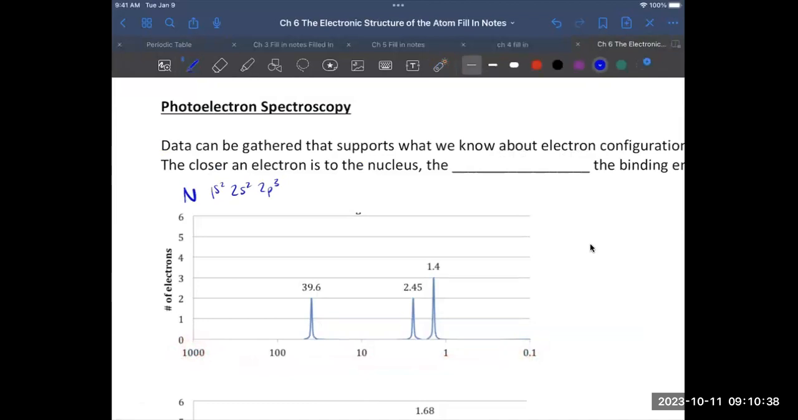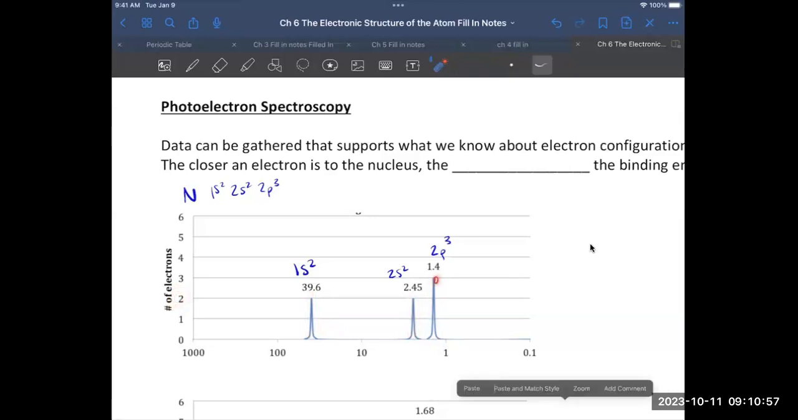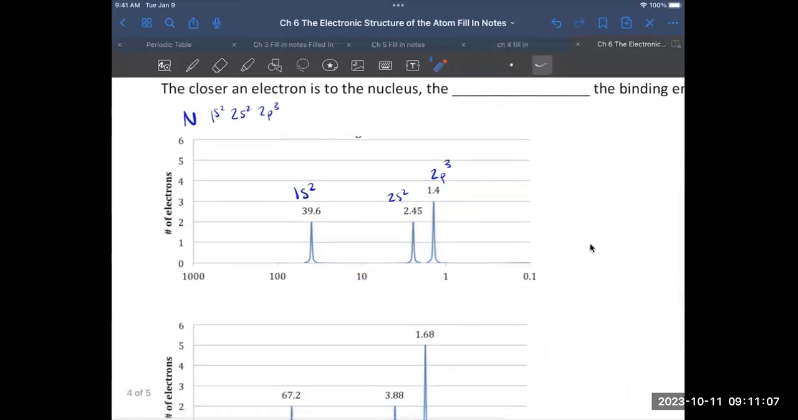So take a look at how these peaks can be labeled. This is your 1s2 peak, 2s2, 2p3. Please note the size of the peaks. There are 2 electrons at the 1s2 level, 2 electrons at the 2s2 level, and then 3 electrons at the 2p3 level. Also notice that as we're going farther out of the atom, we're getting weaker binding energy. So that is how you label these PES diagrams. You basically figure out the electron configuration and then start labeling your peaks.